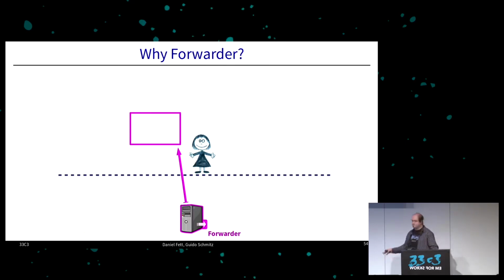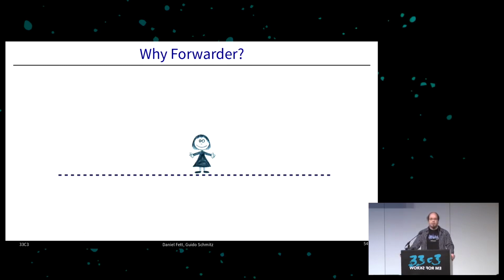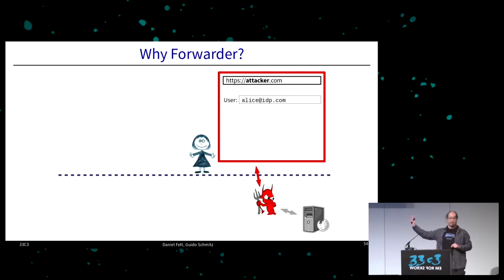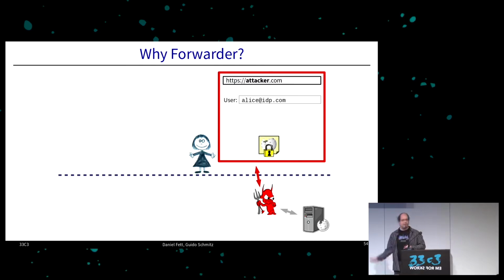So why do we need this forwarder? At first it may look strange. So let's look at what happens if we just don't have this forwarder. Let's assume the user wants to log in at some malicious relying party at attacker.com, enters their email address, but the attacker wants to impersonate the user. He wants to log in at some other relying party, let's say Wikipedia, for example. And the attacker goes to Wikipedia, says, hi, I'm Alice, I want to log in. Wikipedia creates a tag. This is sent over to the attacker, who just relays it to the user.